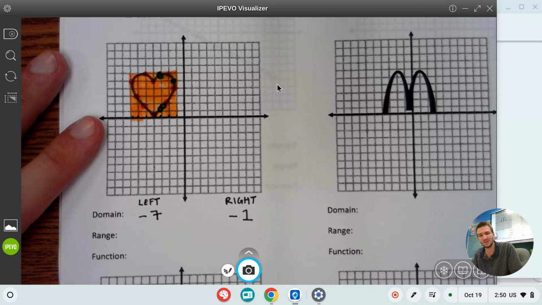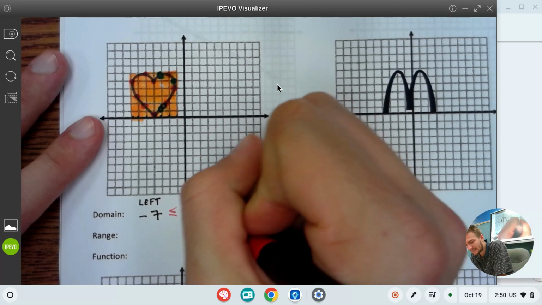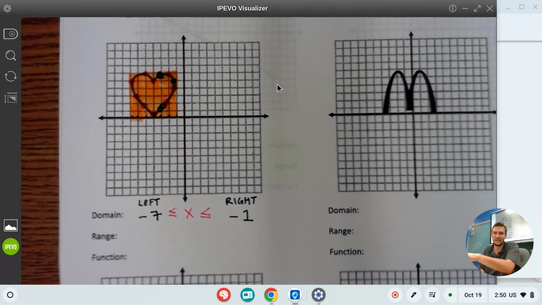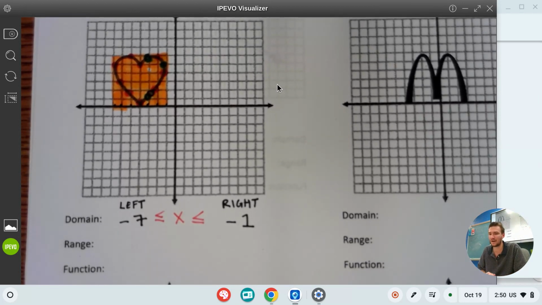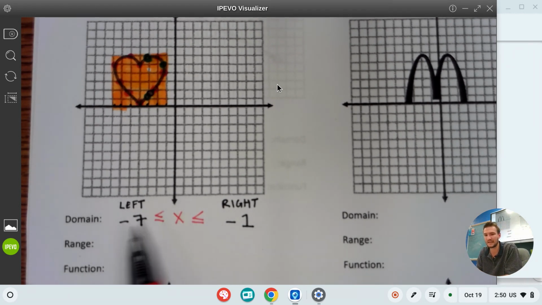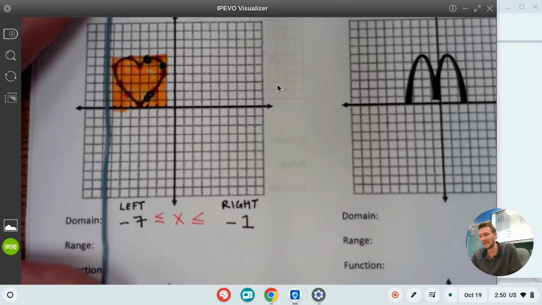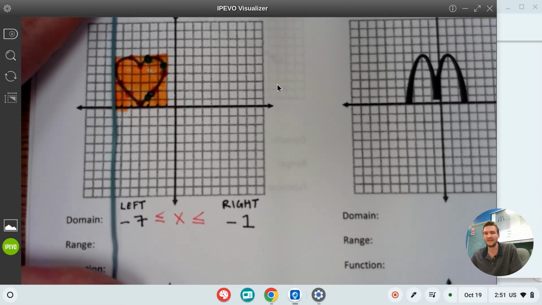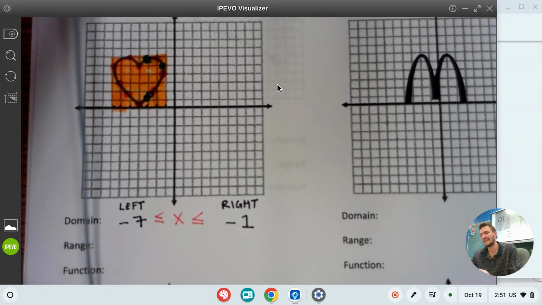And here's how that looks. A less than or equal to sign, an x, and another less than or equal to sign. And again, I know that for the first time you see this, it looks a little scary, but all this means is that the x is in between the numbers, okay? What we have just said is that the heart can be found anywhere between -7 and -1. Now, that is a really good start, but that's not enough.